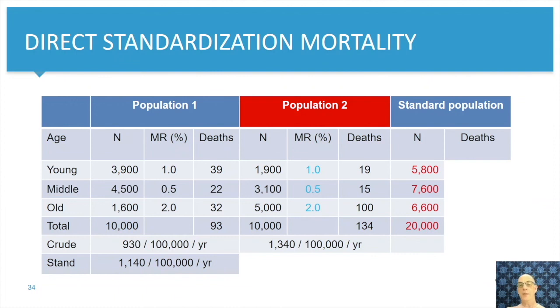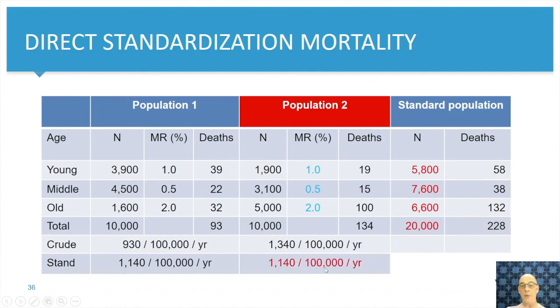So what would happen if I now project the mortality risk of population 2 on the standard population? Well, I will get exactly the same number for the standardized mortality. Why? Because now I do capture that the risks of dying in population 1 and population 2 are exactly the same. So if I project the same risks on the same standard population, I will come to the same answer.